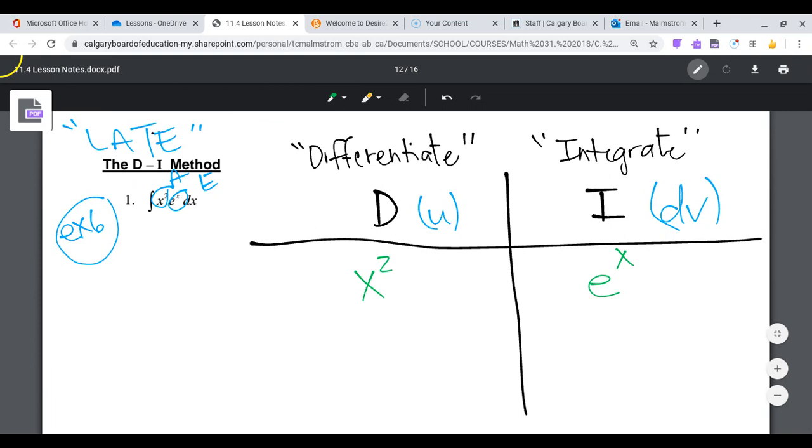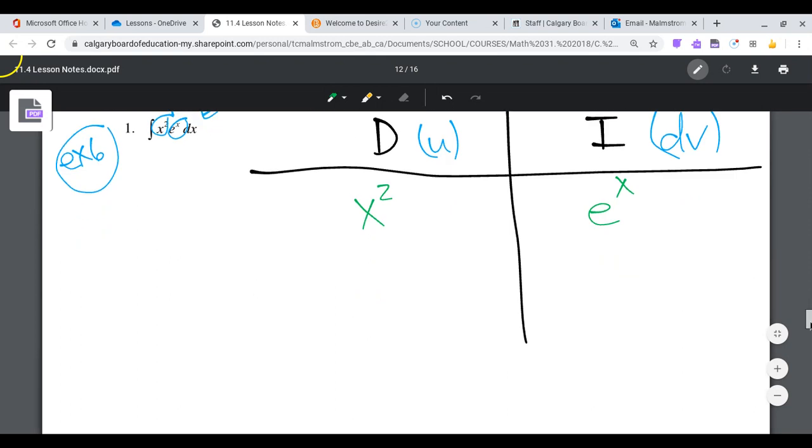Okay, now you can guess it. On the left side, we're going to differentiate, and on the right side, we're going to integrate. So how far do we differentiate? We differentiate until we get to 0. Okay, so the derivative of x squared is 2x. The derivative of 2x is 2. The derivative of 2 is 0. Okay, so you differentiate until you get to 0.